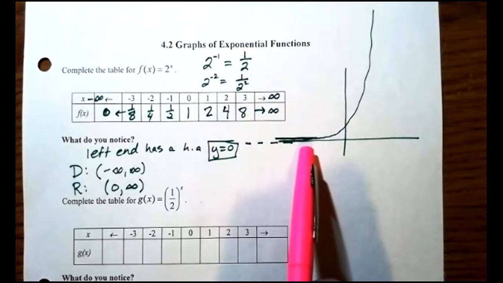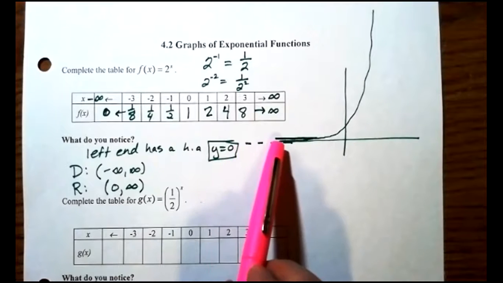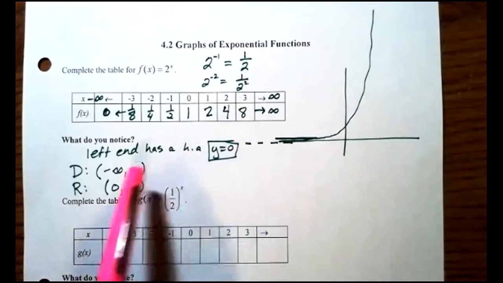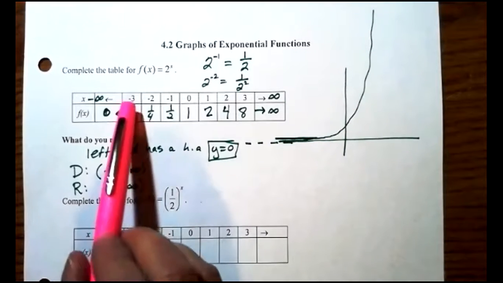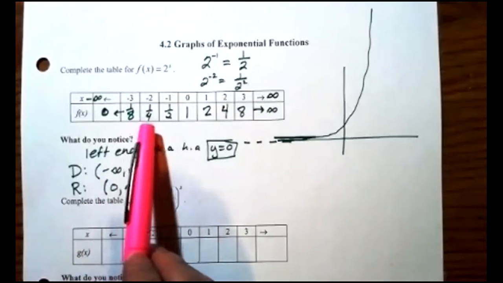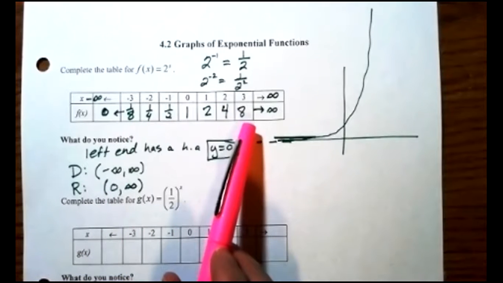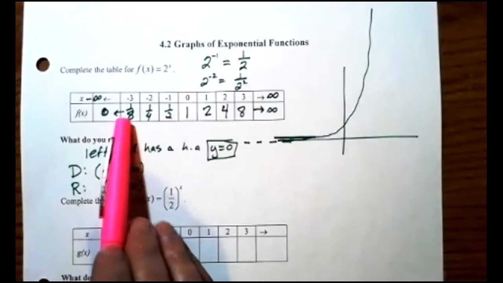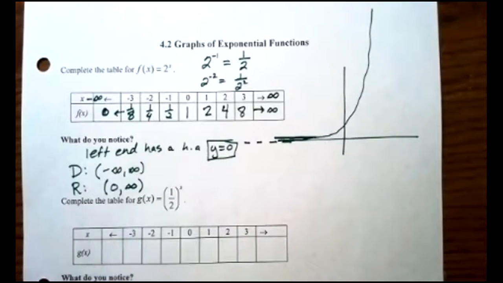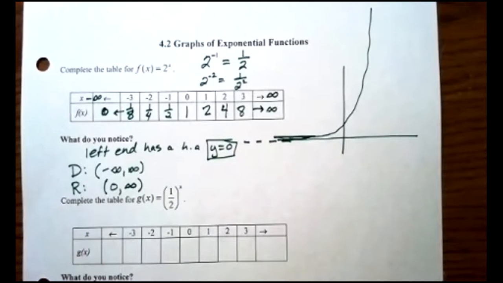And then we talked about how we have a horizontal asymptote here on the left end, and the right end just kind of skyrockets up. The domain of the function was anything for x, but our range output values, we were never going to get anything negative. It was always going to be positive values, big positive values on the right end, and very small positive values diminishing to 0 on the left end. So let's go from there.